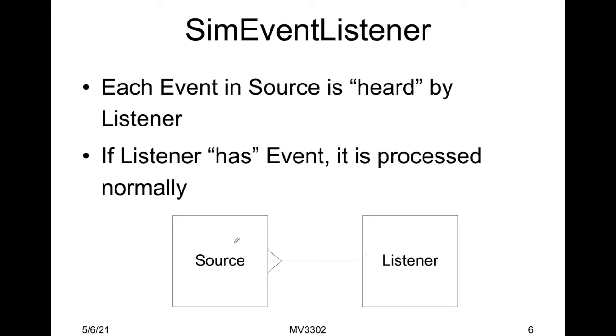In the source, I have events that are just occurring. And every time an event in the source occurs, what does it mean to occur? It means it performs its state transition and schedules whatever events are dictated. When it's finished, it dispatches that same sim event to all of its listeners. In this case, we only have one, but you can have as many as you want. And that listener, if it has that same event, then processes it as if it had been scheduled.